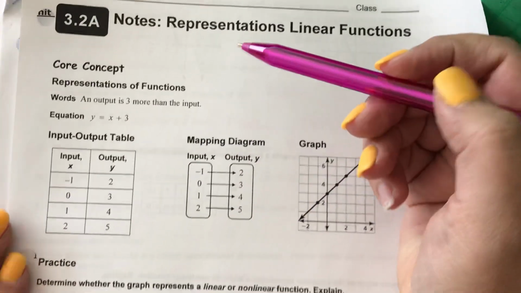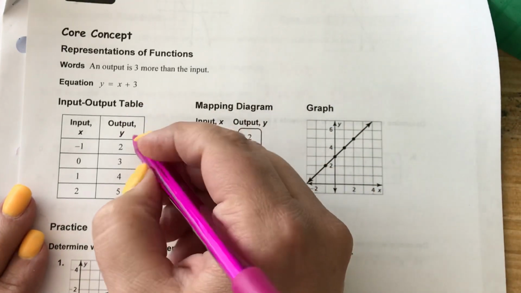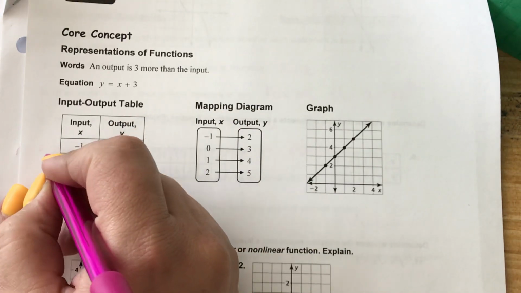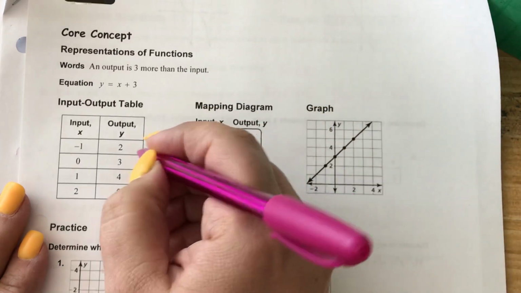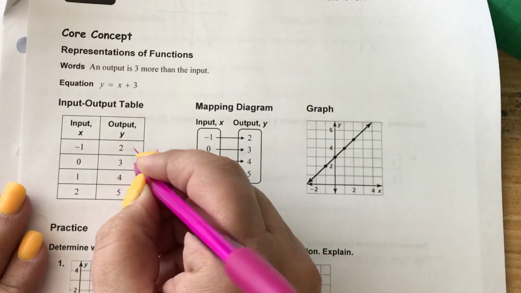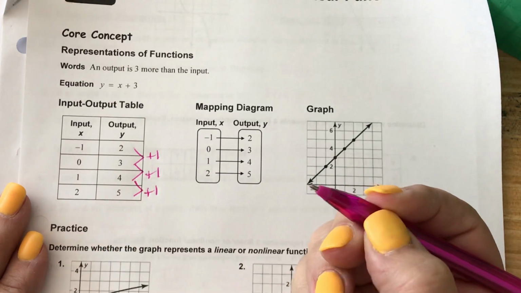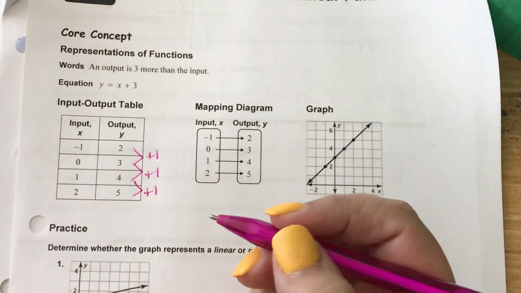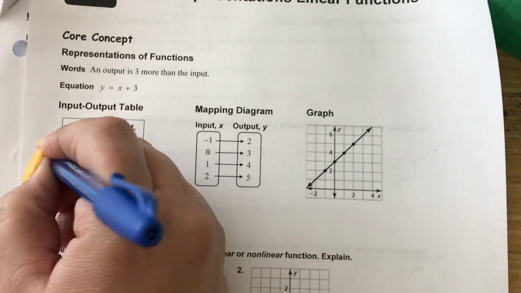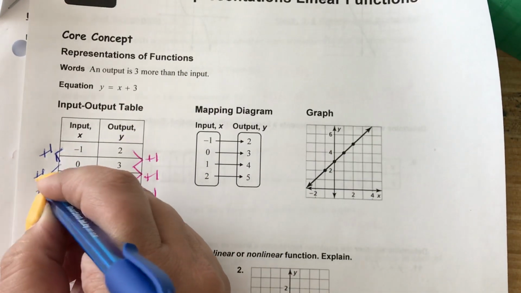In a table, we're looking for the constant rate of change. So we're comparing how the y values are increasing or decreasing relative to the x values. If I look at my y values here, from 2 to 3, I increased by 1. From 3 to 4, I increased by 1. And from 4 to 5, we increased by 1. Then I'm going to compare that to the changes along the x-axis. From negative 1 to 0, I increased 1. From 0 to 1, I increased 1. From 1 to 2, I increased 1.